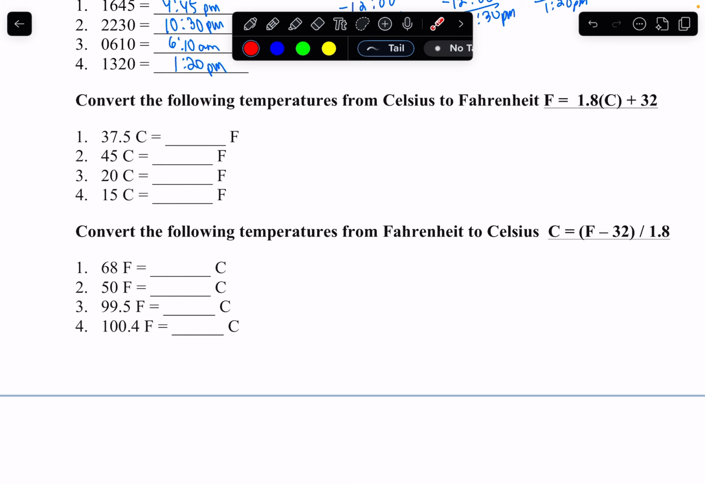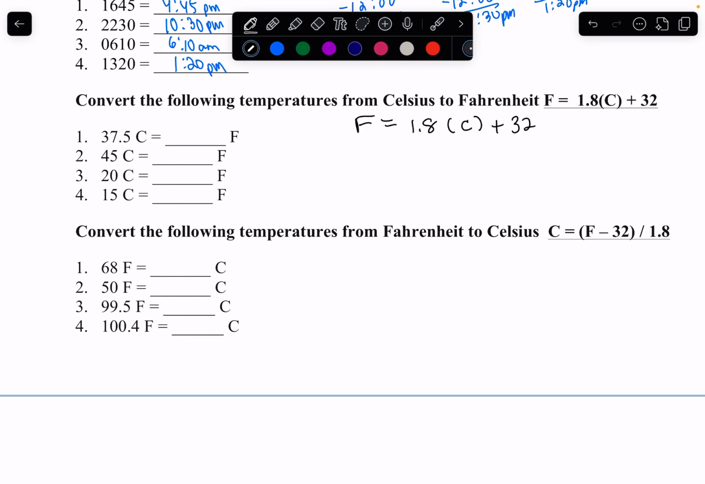I'm going to write down the formula to remind you how to use it. What this formula does is it allows us to multiply the Celsius by 1.8 and then add 32. So you have to follow what is called order of operations. We're going to multiply our Celsius value first, and then we will add 32. So let's look at our first one here.